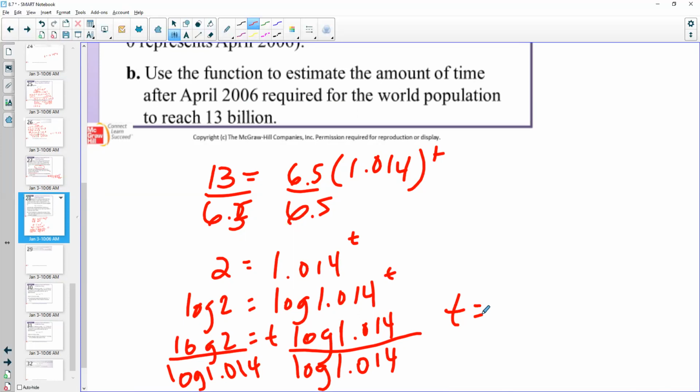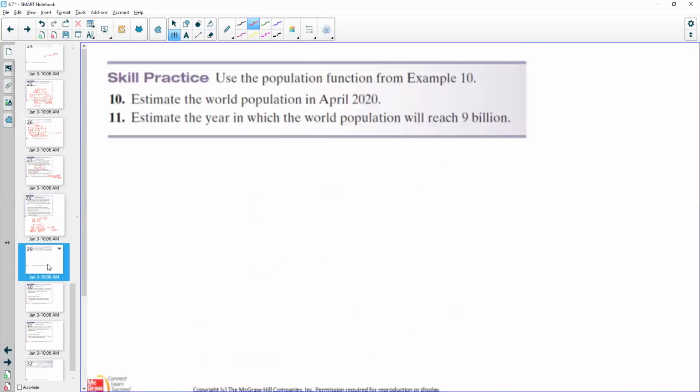That is going to be somewhere in the neighborhood of 50 years. So it's going to take around 50 years. That's going to be somewhere around 2056. We're going to get 13 billion people. Okay. You try these. The world used the same functions. For number 10, it should be somewhere around the neighborhood of 7.9 billion people. And for 11, it should take somewhere around 23 years.